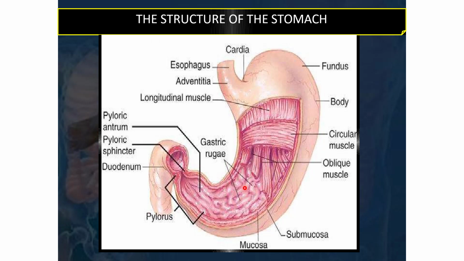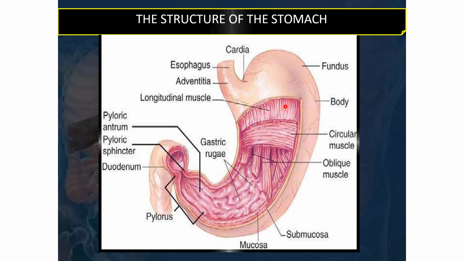this is called, when you cut the stomach wall, you will find various layers. Like this is the circular layer. Here the fibers are obliquely arranged, they are the oblique muscular layer, and here the fibers are arranged in the longitudinal direction of the stomach itself. These are longitudinal muscle fibers.